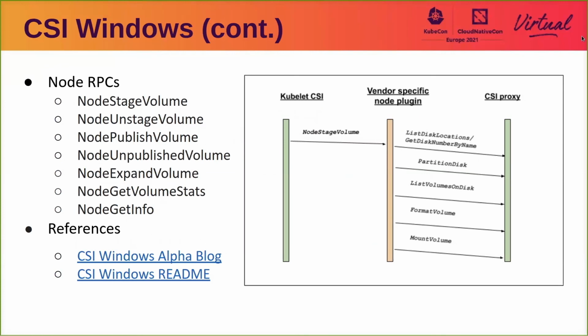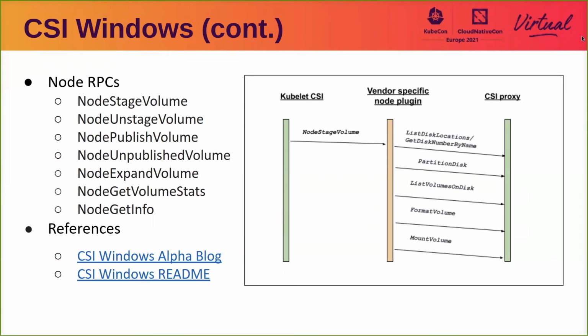Only CSI node RPCs need to be implemented by CSI drivers to support Windows. In this diagram, we use CSI call node stage volume as an example to explain the interaction between Kubelet, CSI plugin, and CSI proxy for mounting a volume. After the node plugin receives a CSI RPC call, it makes a few calls to CSI proxy accordingly. As a result of the node stage volume call, first, the required disk is identified using either of the disk API calls, list disk locations, or get disk number by name.